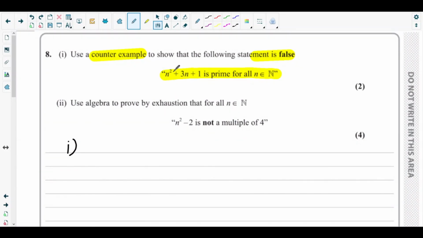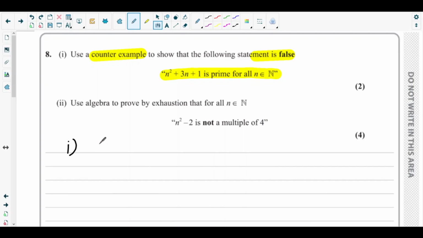Next is 3. So 3 squared is 9, 9 plus 9 is 18, 18 plus 1 is 19. 19 is also a prime number. What if we consider 5? 25 plus 15 is 40, and 40 plus 1 is 41, which is prime. Okay, 6. If we consider 6, 6 squared is 36. 36 plus 18 is basically 54. 54 plus 1 is 55. 55 is not a prime number.